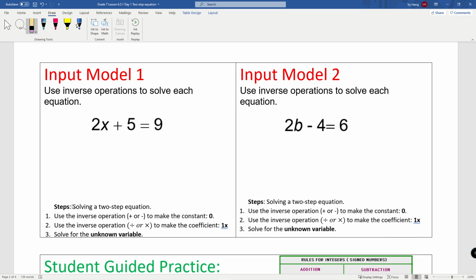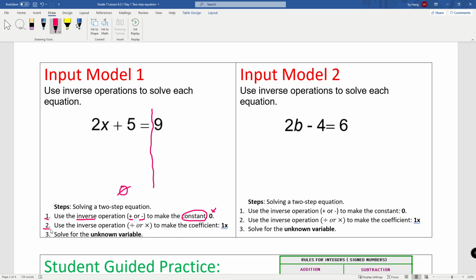We're going to solve two-step equations. So number 1 here, right? Number 1 says to do what? To use inverse operations, right? Plus or minus to make the constant a 0. Okay. So we know this is a constant right here, and I always do the line first. So I'm going to put a 0 down here to remind me that at the end of the day, this has to turn to a 0 because it's a constant.